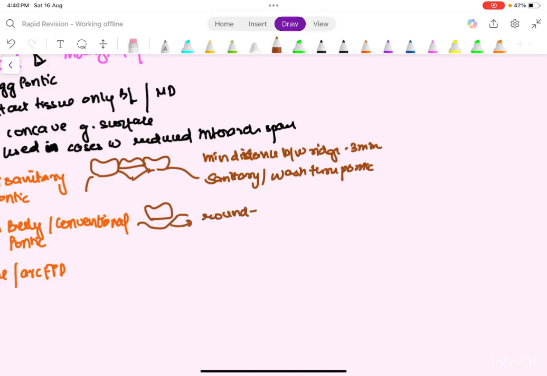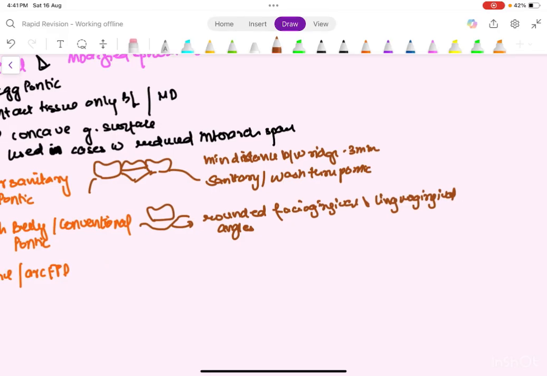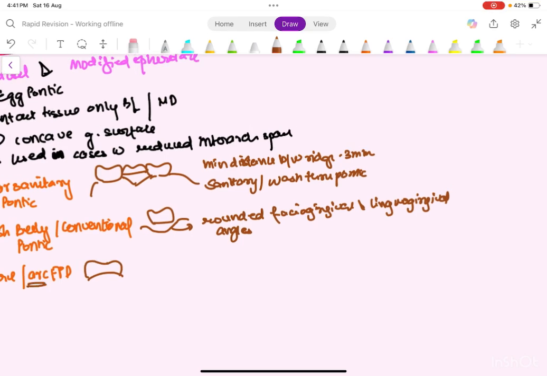Now fish belly is something like you have this and then you have this. So you have rounded facio gingival and linguo gingival angles. Then in parallel Pontic you have something like this. Right. So this is basically arc FPD, and its characteristic is a hyperbolic or paraboloid shape. Now this is 2 mm height.